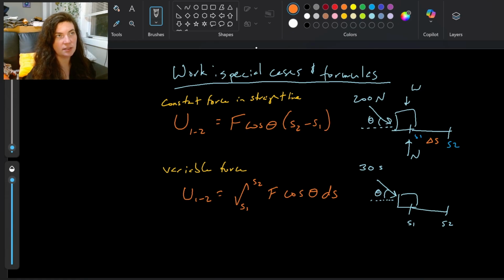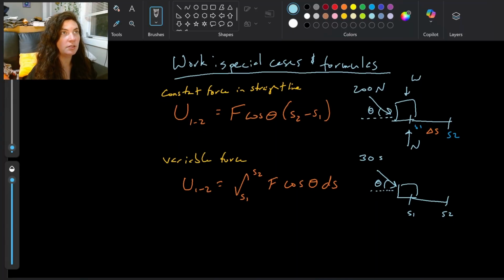So this is a more simplified, already built-in integral form, especially useful if your variable force is in terms of s. You may have to do some work to get it into that form, but we can do that and then use this integration.